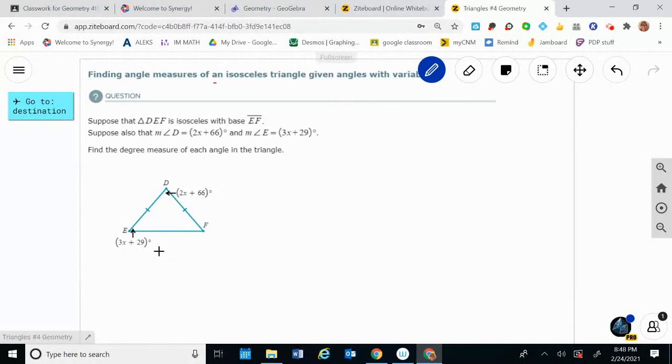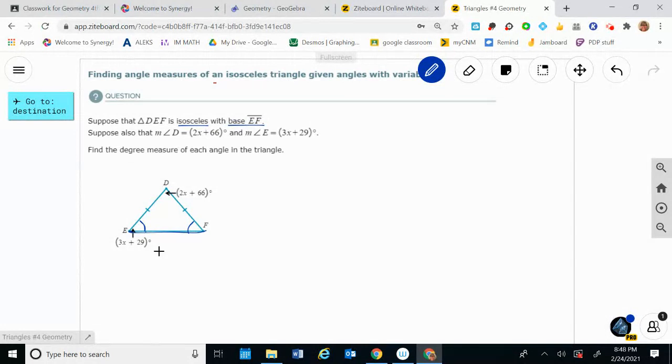It says, suppose that DEF is an isosceles with base EF, okay? So here's my base, EF. What do we know about base angles? They are congruent. I'm marking it because that's important, okay? Now they're just telling you what's in the picture. D is equal to 2x plus 66, and E is equal to 3x plus 29.